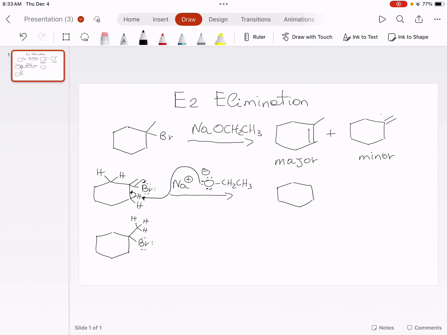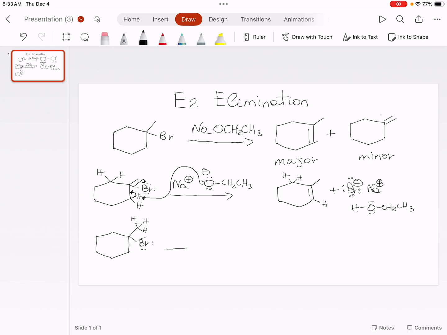So we now have a double bond. This is the CH3, plus you're going to get Br minus, Na plus, and the corresponding alcohol, which is going to be methanol in this case. So this is one of the products. Again, this is the major product.